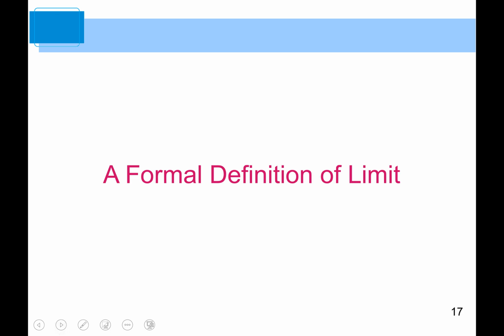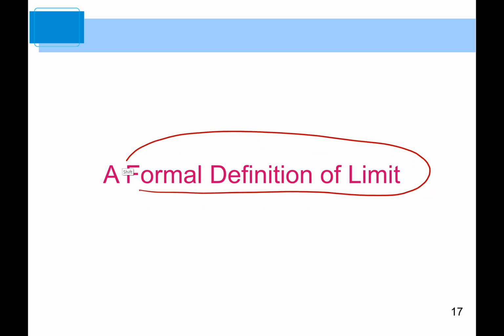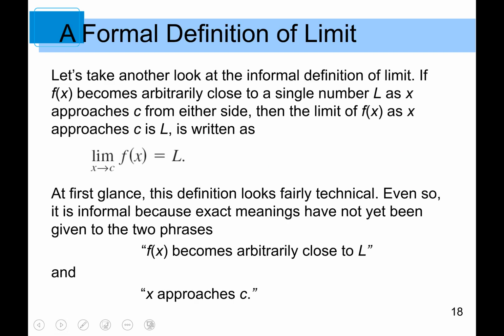So let's take another look at the definition of limit. Informal definition of limit: if f of x becomes arbitrarily close to a single value L as x approaches c from either side, then the limit of f of x as x approaches c is L. That's an informal definition.